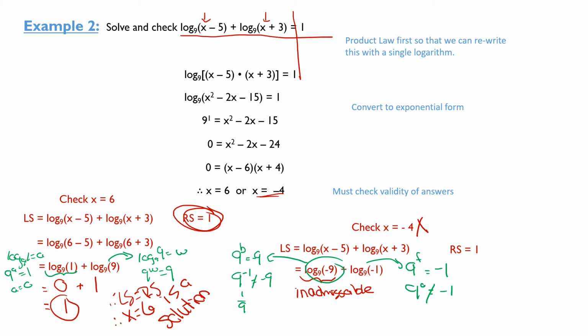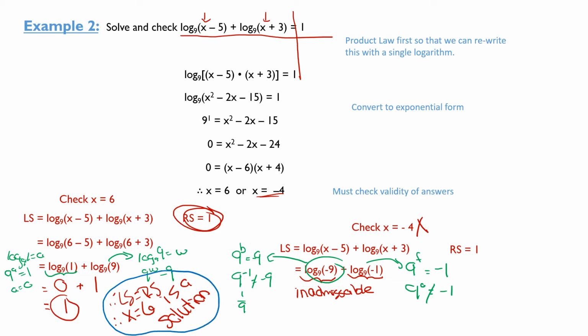Again, we don't have an answer. This one's also inadmissible. There's no solution here. So x equals -4 is not a solution. The only solution we have is, oops, I messed that up, fix that. The only solution we have is x equals 6.